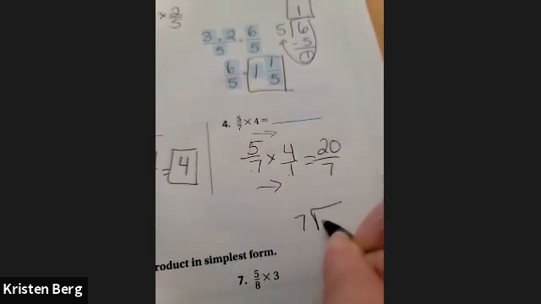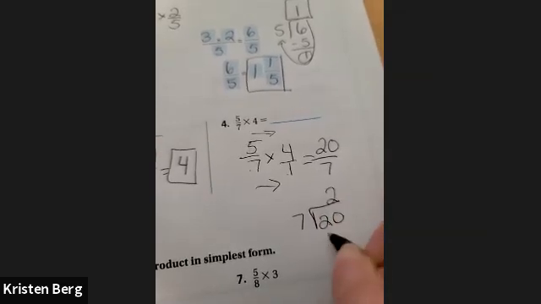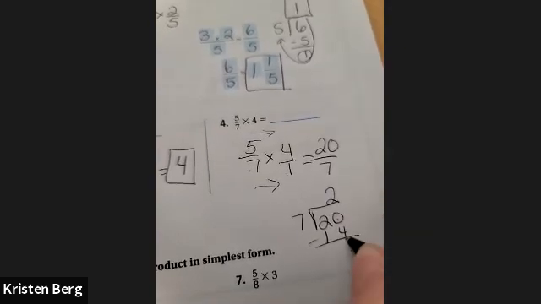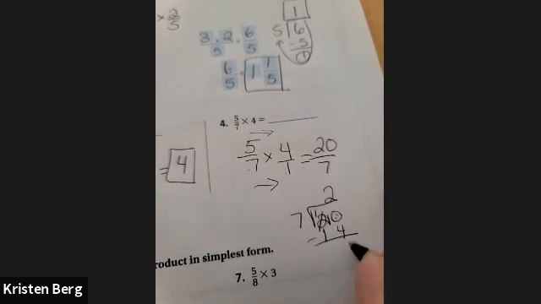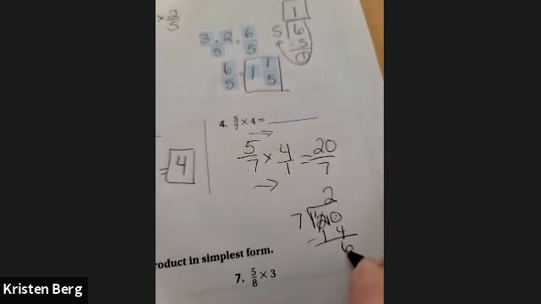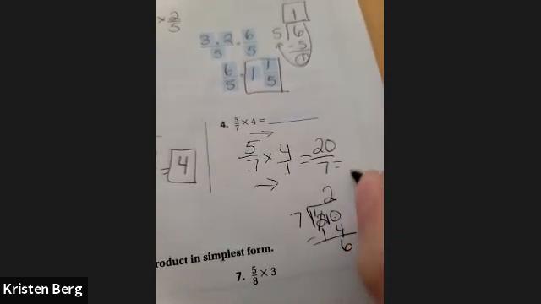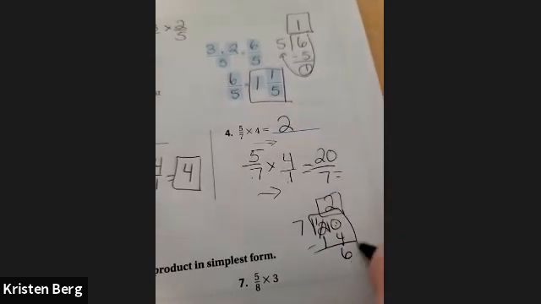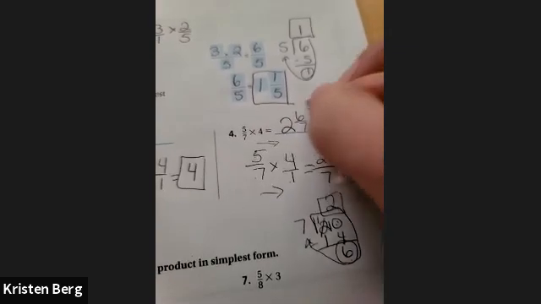So how many 7s go into 20? 7 can go into 20 twice. That would be 14. Can I have 0 cookies and give away 4? No, I cannot. So now, 10 minus 4 is 6. So therefore my mixed number for this would be 2 wholes and 6/7. And that would be my answer.